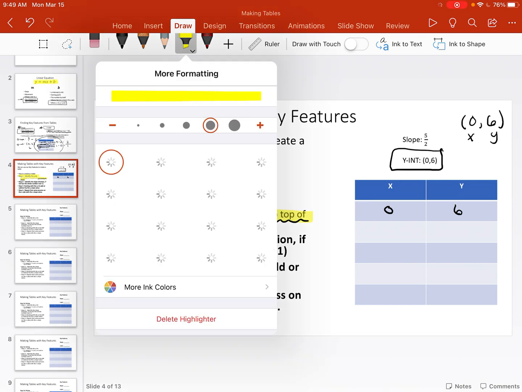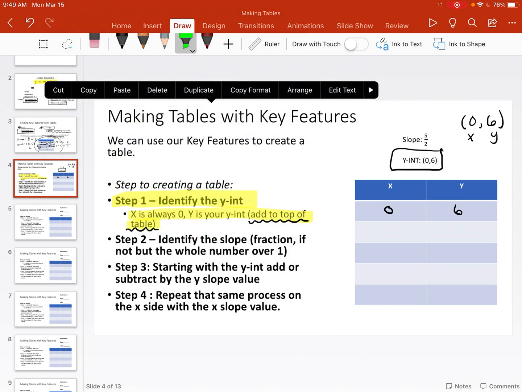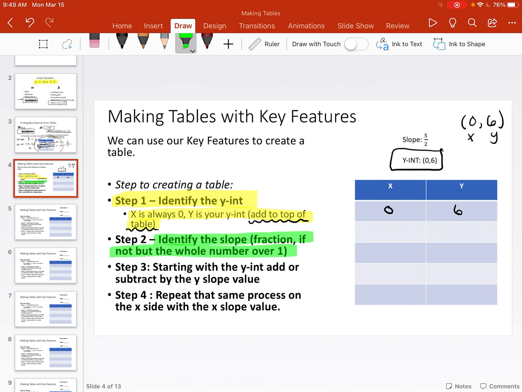Step 2 says identify the slope. It's going to be a fraction. If it's not a fraction, we're just going to put it over 1, because anything divided by 1 is itself. So writing 2 over 1 equals 2, 5 over 1 equals 5. So if we ever see just a whole number, we know we can go ahead and do the opposite and just put it over 1. In this case, we have a slope of 5 over 2. So our slope is 5 over 2, which you can see here. So we identify our slope. In this case, it's 5 over 2.